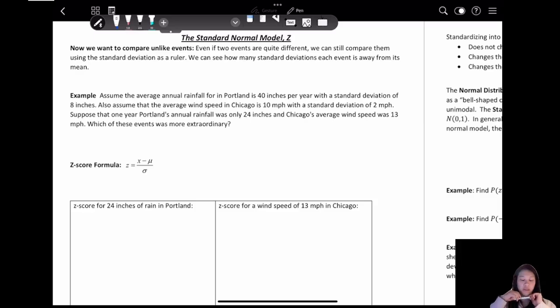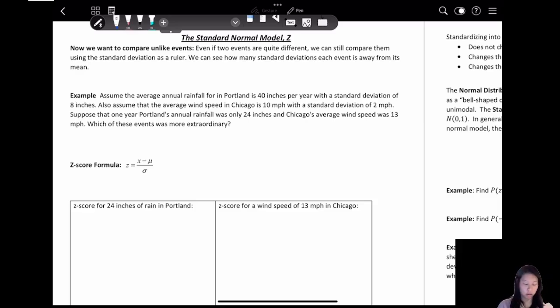So today we will talk about the standard normal model, Z. Now we want to compare unlike events. Even if the two events are quite different, we can still compare them using the standard deviation as a ruler. And we can see how many standard deviations each event is from each mean. That's what the standard normal model is for.